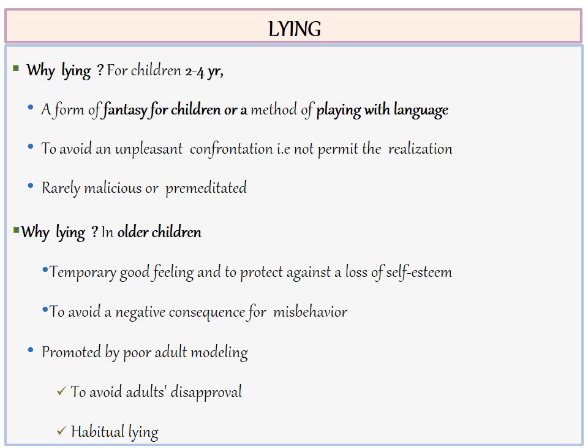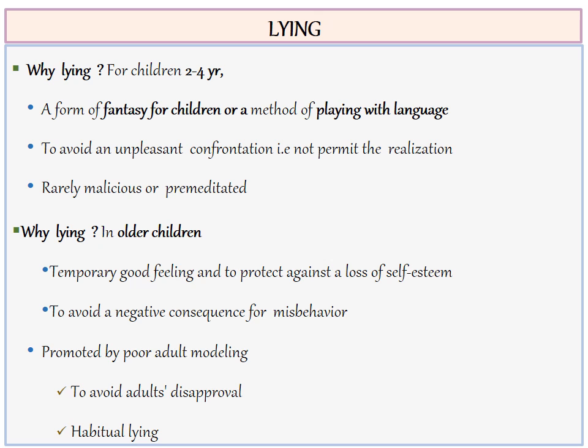Lying. Why lying? For children 2 to 4 years, it is a form of fantasy or a method of playing with language to avoid an unpleasant confrontation. It is rarely malicious or premeditated. Why lying in older children? For a temporary good feeling, to protect against a loss of self-esteem, or to avoid a negative consequence for misbehavior. Habitual lying can also be promoted by poor adult modeling or to avoid adults' disapproval. Chronic lying can occur in combination with antisocial behaviors, a sign of underlying psychopathology.